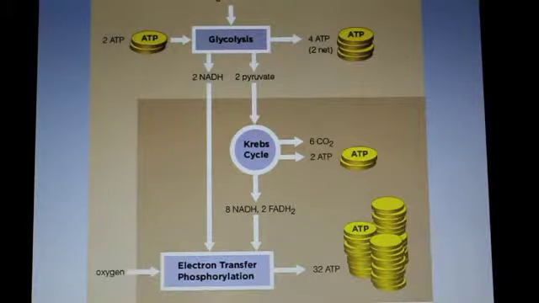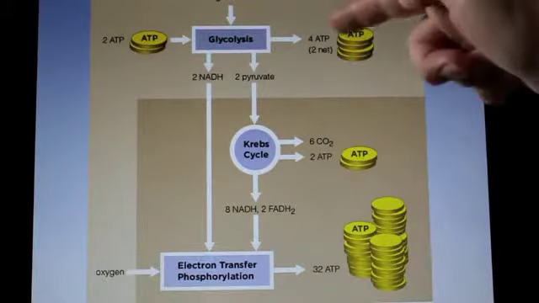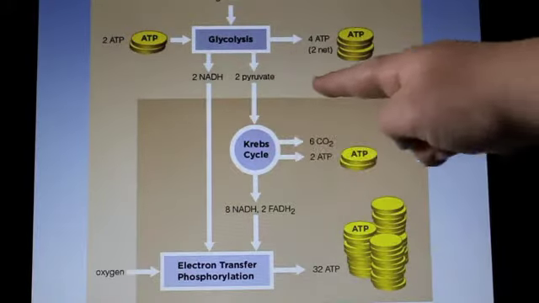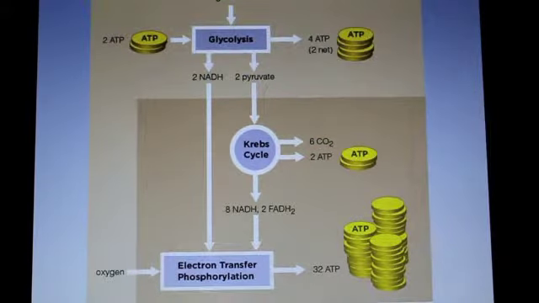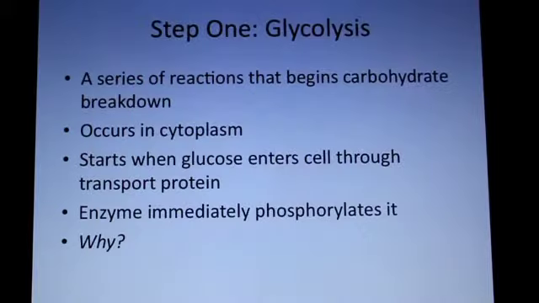We're going to talk about 4 major steps of respiration. First is glycolysis. Then we have acetyl-CoA formation, the Krebs cycle, and electron transfer phosphorylation. First is glycolysis. This is a series of reactions that begin carbohydrate breakdown. This happens in the cytoplasm, and it starts when the glucose enters the cell through a transport protein. An enzyme then immediately phosphorylates it.